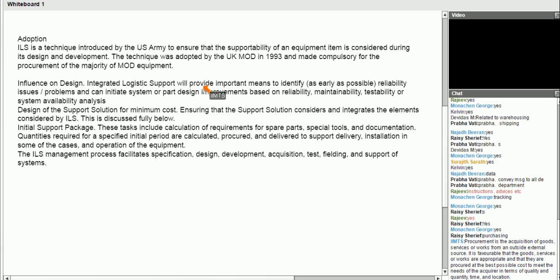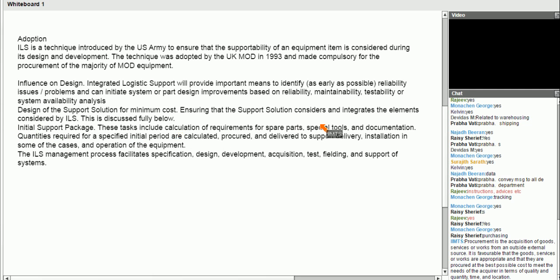Influence on design. Integrated logistics support will provide important means to identify reliability issues, problems, and can initiate system or part design improvement based on reliability, maintainability, testability, or system availability analysis. Design of the support solution for minimum cost. Ensuring that the support solution considers and integrates the elements considered by integrated logistic support.